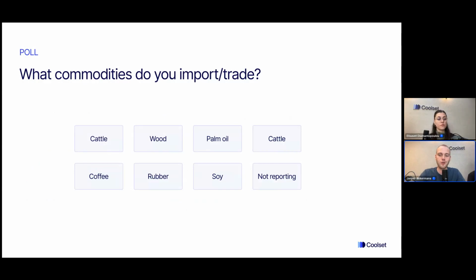First, a quick question to kick it off and to see where people stand. What commodities do you import or trade? Here we have the 7 EUDR commodities, but we also have the option of not reporting, for companies that perhaps are not directly reporting companies but want to know more about EUDR. So let's see what people report.